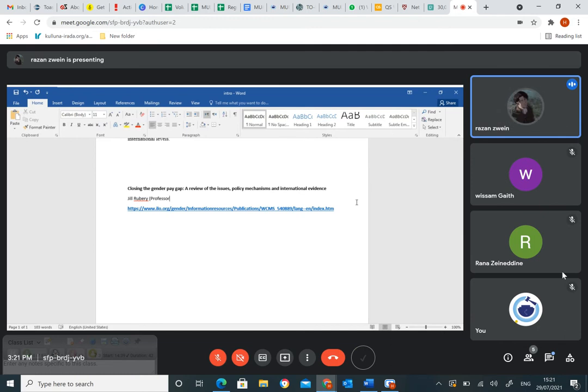So yeah. This is what happens when you paste it. It's actually a really simple process of copying and pasting. And that's all for citing.